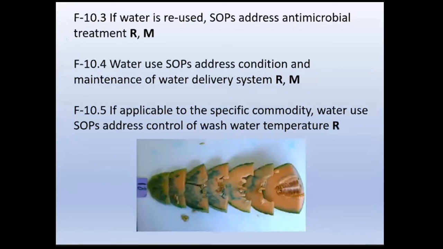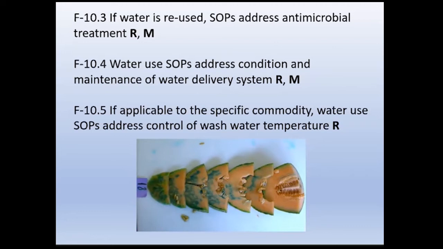Moving on to F10.3, if water is reused, now this is going to be referring to like your dunk tank water, SOPs address antimicrobial treatment. Here a record is required, and this is mandatory. So now you're looking at your treatment and monitoring records. You want detailed SOPs to fall under this section. And again, this falls under the Produce Safety Rule, where water must be maintained in a safe manner. So you're already probably doing this. Just make sure you have those monitoring records that will support those SOPs.